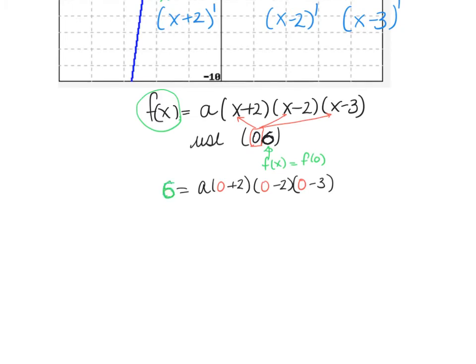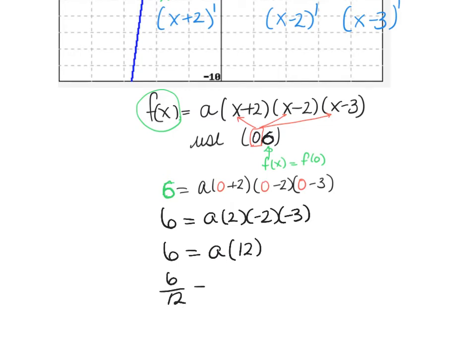Okay. So now I'm going to solve for a, because the only thing that I don't know is a. So basically what I have is 6 is equal to a times, 0 plus 2 is 2, 0 minus 2 is negative 2, and 0 minus 3 is negative 3. So I've got 6 is equal to a times 2 times negative 2, which is negative 4, multiplied by negative 3 is 12. So 6 divided by 12 is equal to a. So that means that a is equal to 1/2.